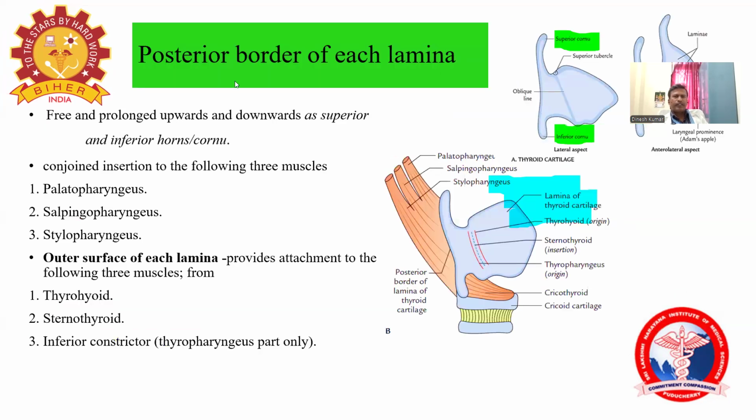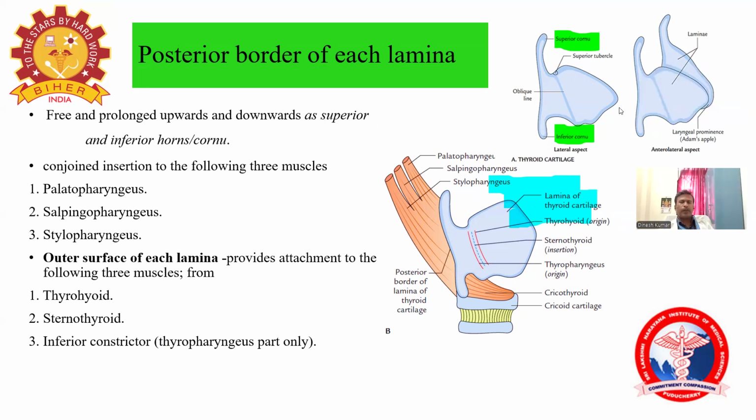Next we will discuss the posterior border of the lamina of the thyroid cartilage. It is free and prolonged upwards and downwards as the superior and inferior horns. See here, this is the superior horn, this is the inferior horn. Here the superior tubercle, here the inferior tubercle. The two laminae form the anterolateral aspects and form the laryngeal prominence. This laryngeal prominence we call the Adam's apple.